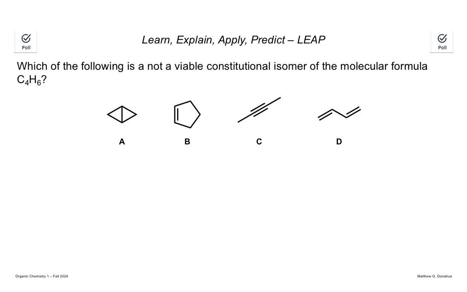It says, which of the following is not a viable constitutional isomer of the molecular formula C4H6? So we said B. Why is that? So it has C5. Again, the kind of stuff you're looking for is that check. Is the number of carbons right? Is the number of hydrogens right? If it's asking for a specific functional group, does that structure show it or not?